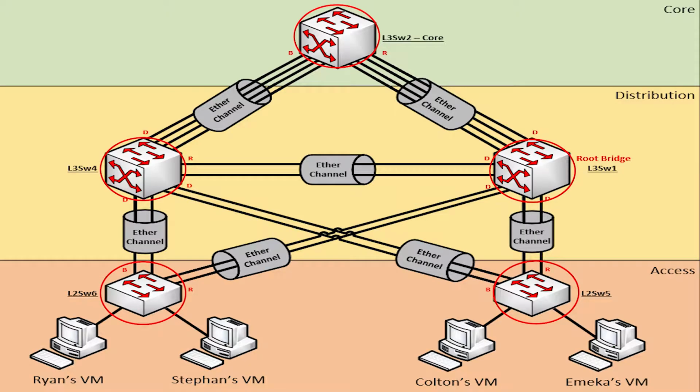Switches in our network send bridge protocol data units, called BPDUs, out every port to see if any adjacent switches have a bridge ID lower than its own, a value made up of the switch's STP priority value and the MAC address.